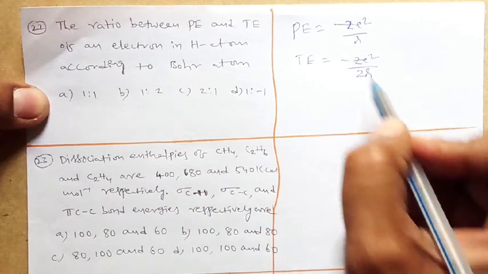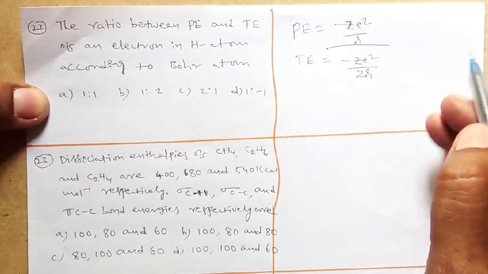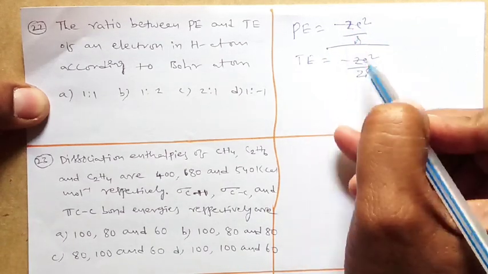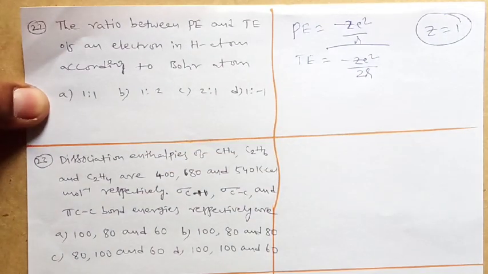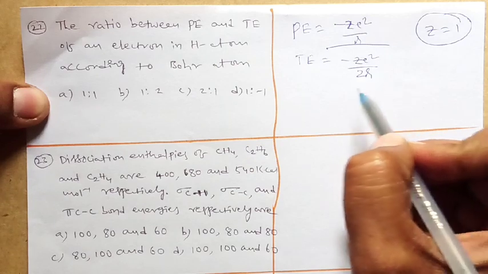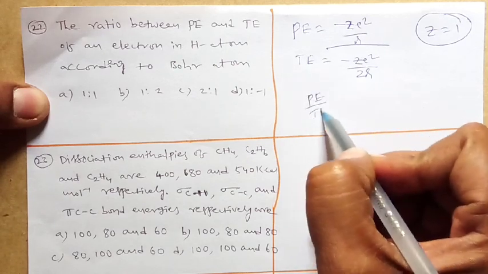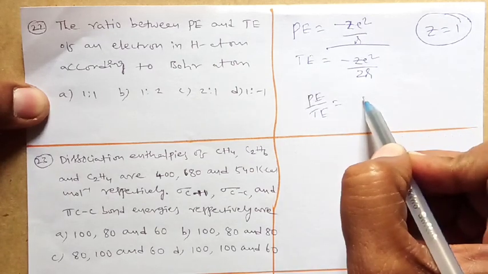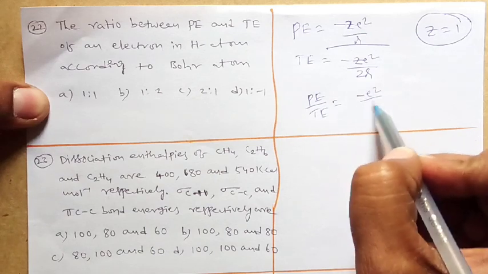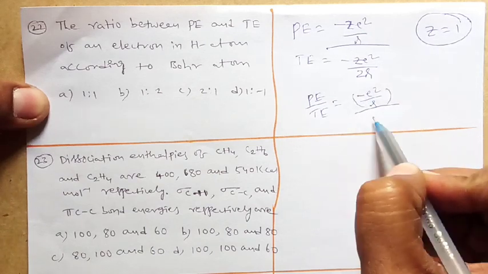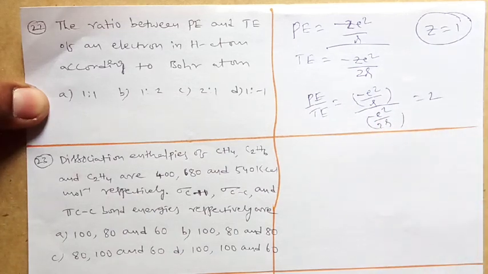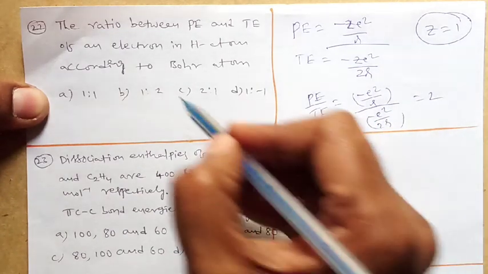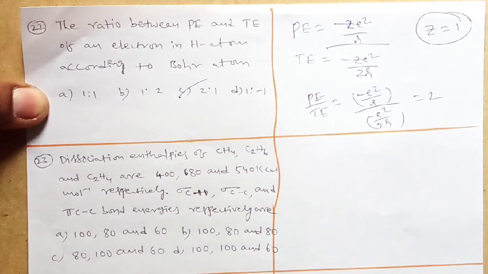So if you take the ratio of these two, what happens? Z equals 1 because Z is the atomic number, and here hydrogen is the atom. So if you replace, PE by TE equals minus E square by R divided by minus E square by 2R. What do you get? 2, that means 2 is to 1. So potential energy equals 2 times total energy.